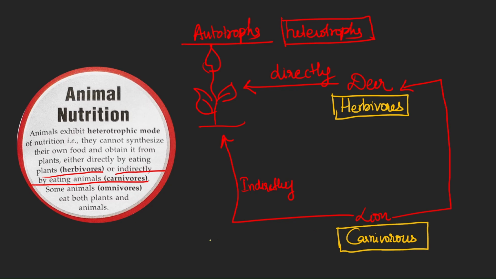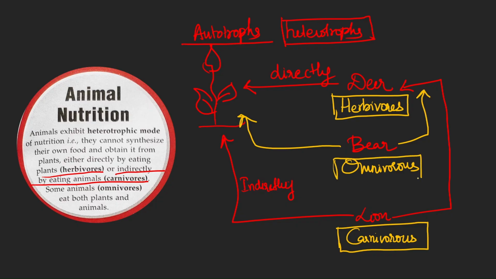There are some animals that eat both plants and animals. For example, bear. They are called omnivores. They eat both plants and animals. They are called omnivorous animals.